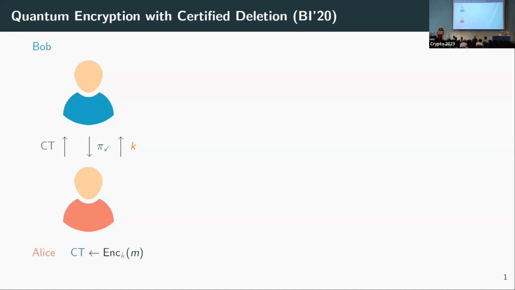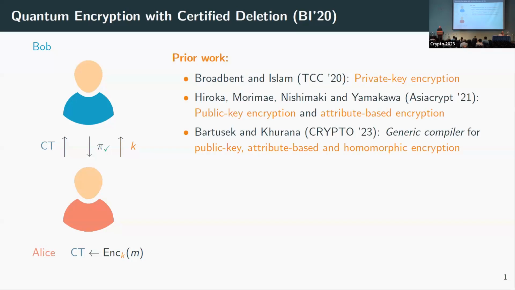What certified deletion allows Alice to do is to ask Bob to delete the ciphertext, in which case Bob will measure it and produce some certificate pi that Alice can verify. If Alice is convinced that pi is a valid certificate, then the security guarantee says that essentially Bob has no information left about which message was encrypted. Alice could, in principle, just leak the secret key, and Bob wouldn't be able to read the message that was initially encrypted. We could even allow Bob to run in unbounded time, and security still says that Bob cannot learn the message.